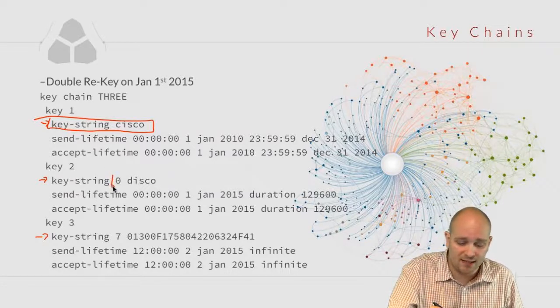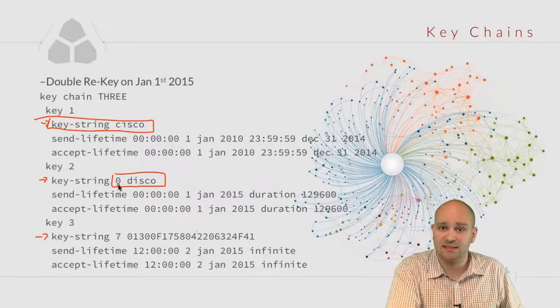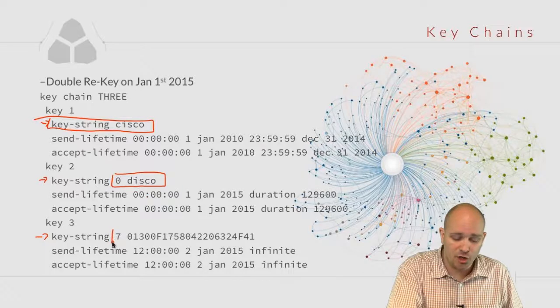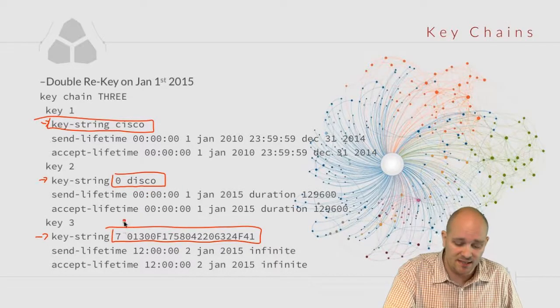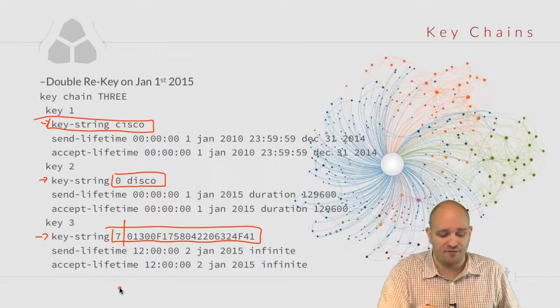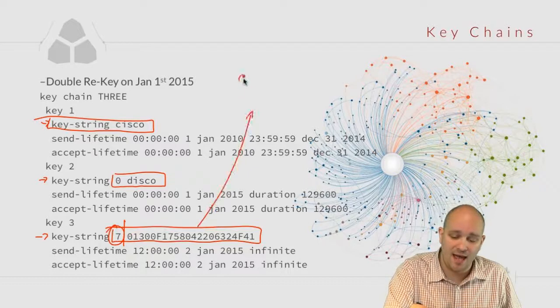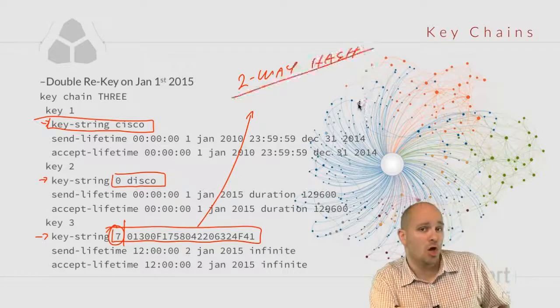Now in the second key I have used 0 followed by disco, which basically tells iOS that an unencrypted password follows. In the third example I have used the encrypted password, and this is indicated by number 7 here. So this string here is a 2-way hash that can be decrypted by iOS, and it can be decrypted by you.